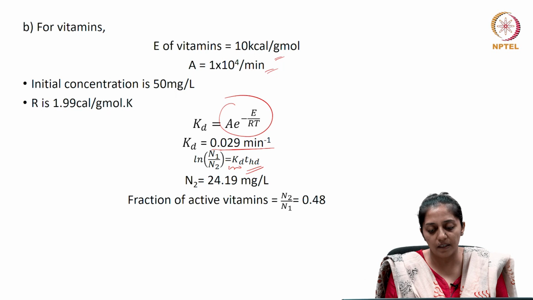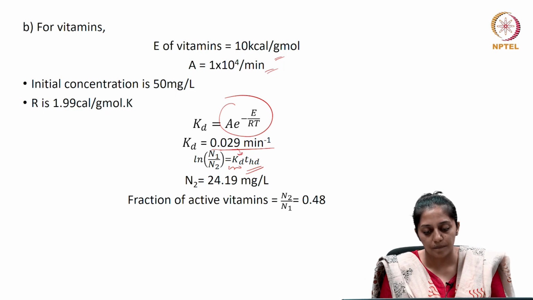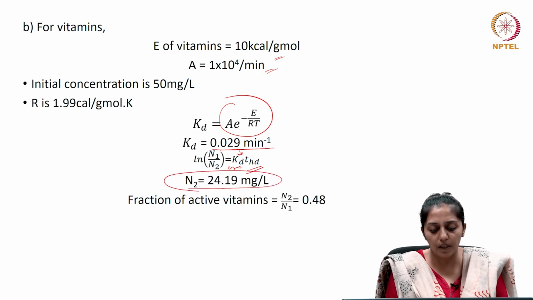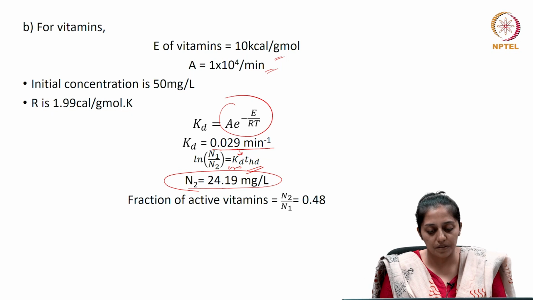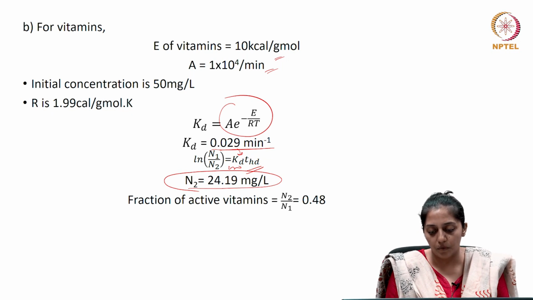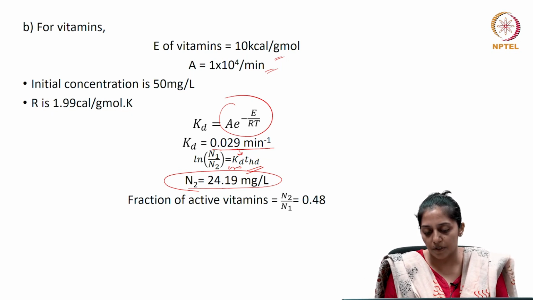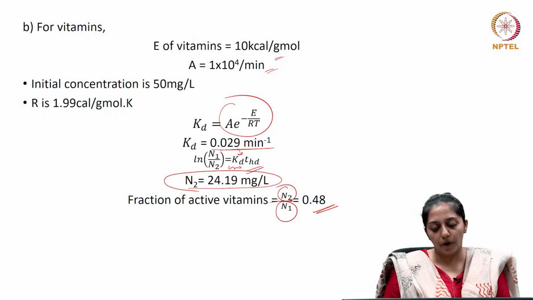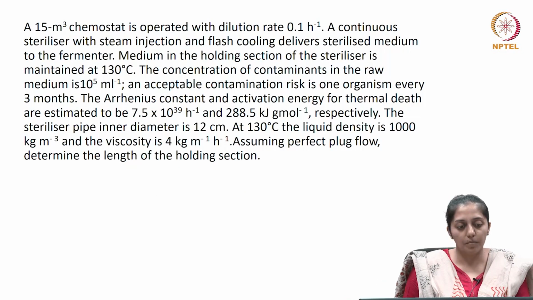Then the same Kd value has been substituted in the first order degradation kinetics, and we get the final concentration of the vitamins during the sterilization operation after degradation. So the fraction of active vitamins would be the final concentration to the initial concentration, which comes out to be 0.48. Let us see another problem.